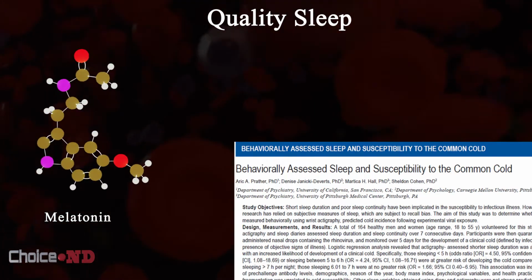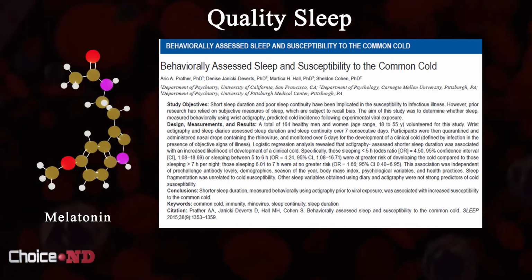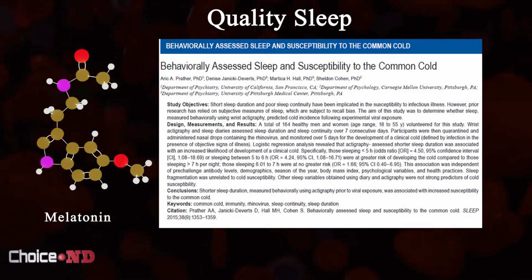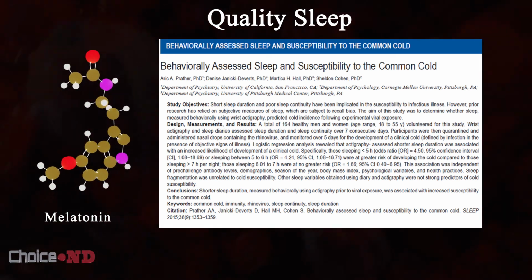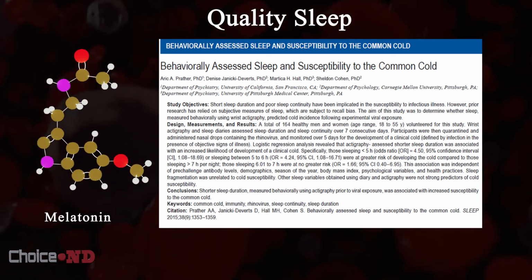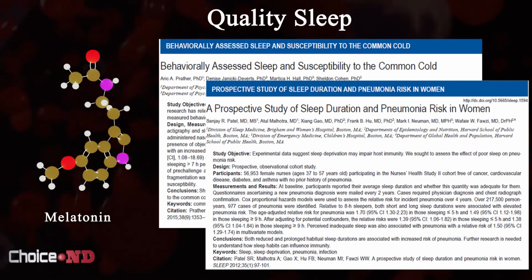Studies have shown that adults who received less than 6 hours of sleep per night were more likely to develop a common cold after exposure to a virus, when compared with adults who had been getting 7+ hours per night. Additionally, women who slept less than 5 hours per night were more susceptible to contracting pneumonia.